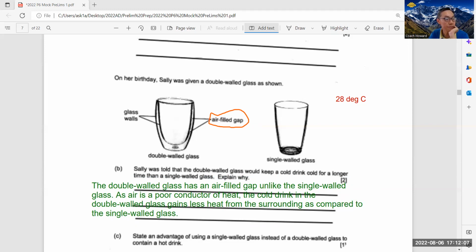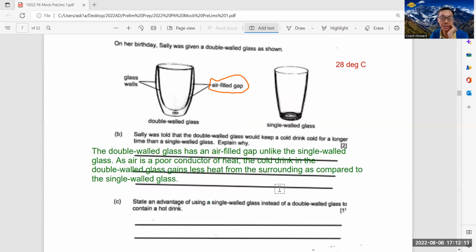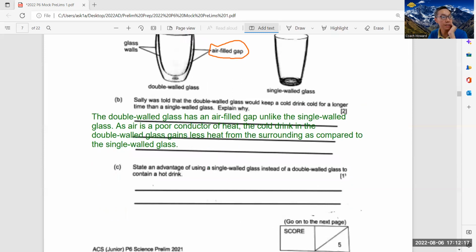Okay, next, they ask you to state. State is quite easy, no reason given. State an advantage of using single glass wall instead of double glass wall. So single glass wall, it can cause the hot drink to lose heat faster. So that's the advantage. So you can say that when using the single glass wall, the hot drink will lose heat faster to the surrounding. Because they say state an advantage.